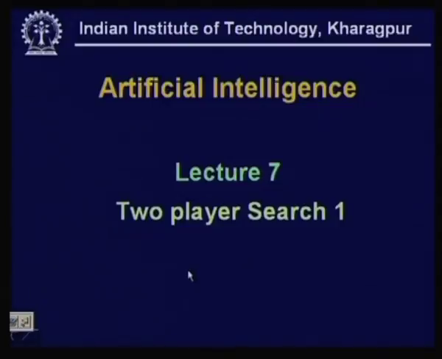In the last few lectures, we have looked at different state space formulations of some types of problems which were formulated as search problems. But in all these cases, we assumed that there is one agent or one machine who is trying to reach the goal from the start position.